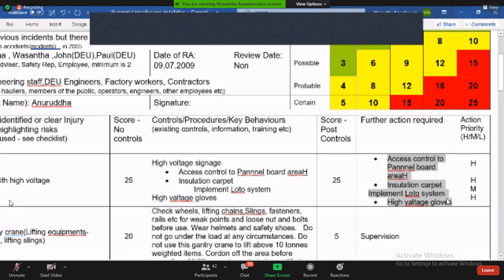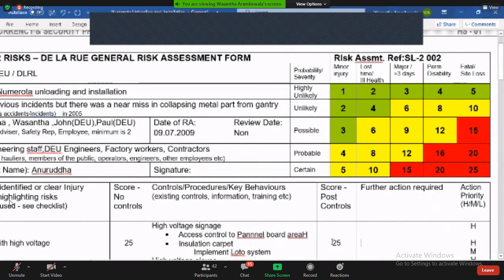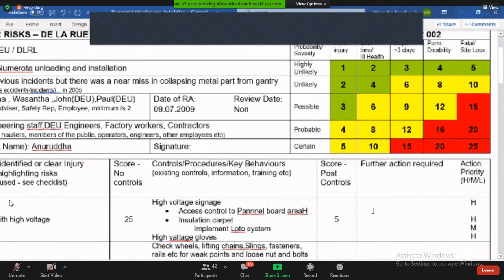You can say now 25 without action. With those actions, certain, it can end up at 5 or something. Then what is the other thing? You can say supervision or audits, medium or low priority. Then with that sort of actions, it will reduce to this.